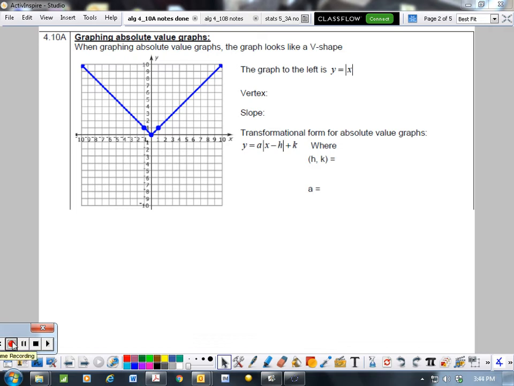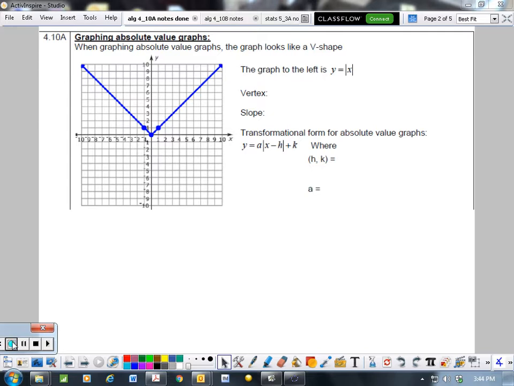Okay, so we're going to finish up chapter 4 here, and we're going to talk about graphing absolute value graphs. And we're going to talk about them in the idea of transformations. How can I transform a basic absolute value graph based on what I'm adding to an equation? And then we're going to use those same ideas and transfer them back to lines.